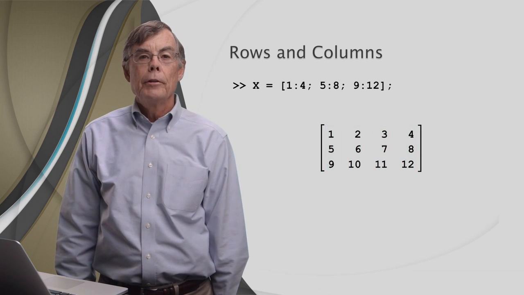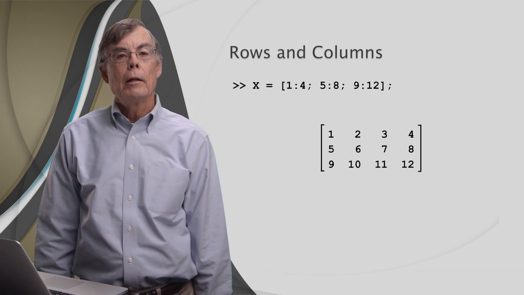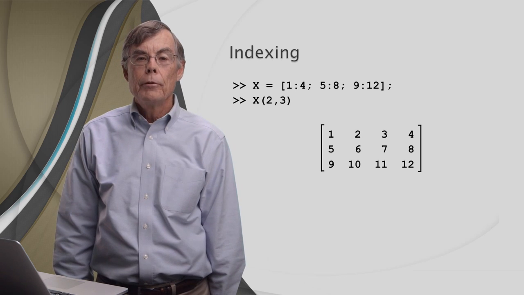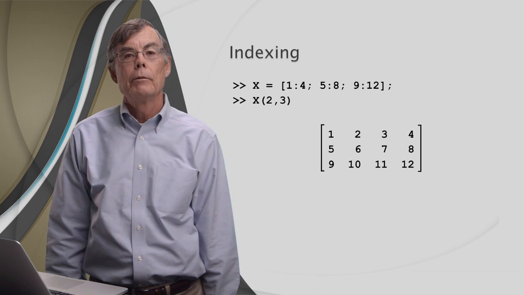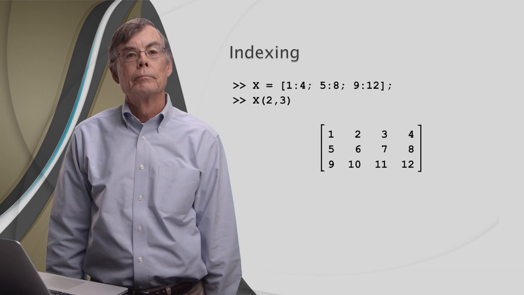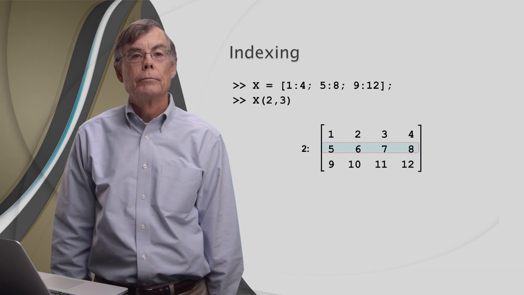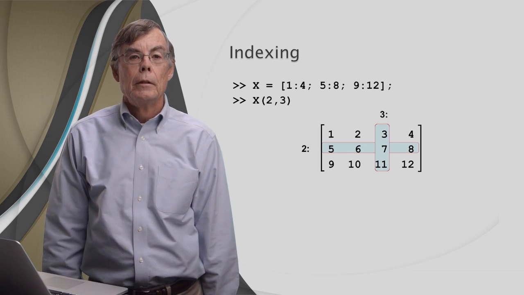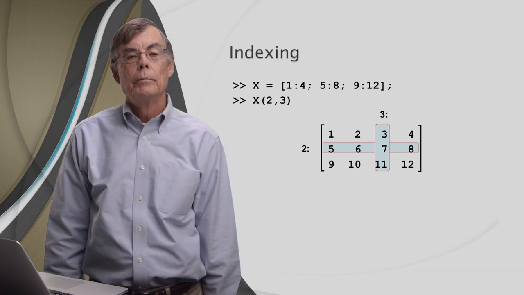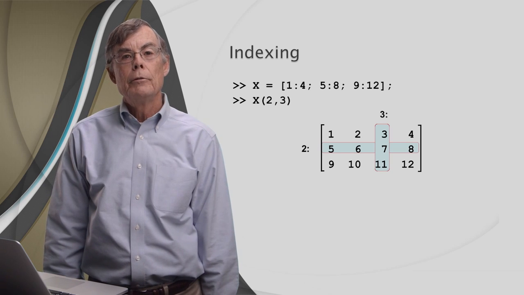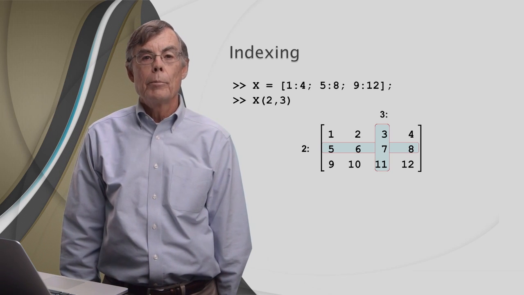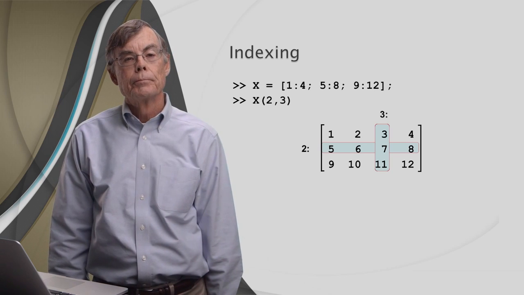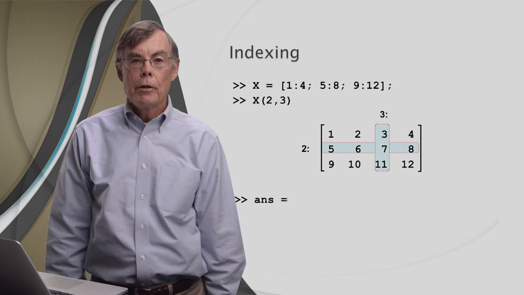So how do you look at just the element on the second row and the third column? You give the command x(2,3). The 2 is the row index, and the 3 is the column index. As always, the row comes before the column. Together, the two indices, 2 and 3, in parentheses and separated by commas, tell MATLAB which element you want to see. And it shows it to you.